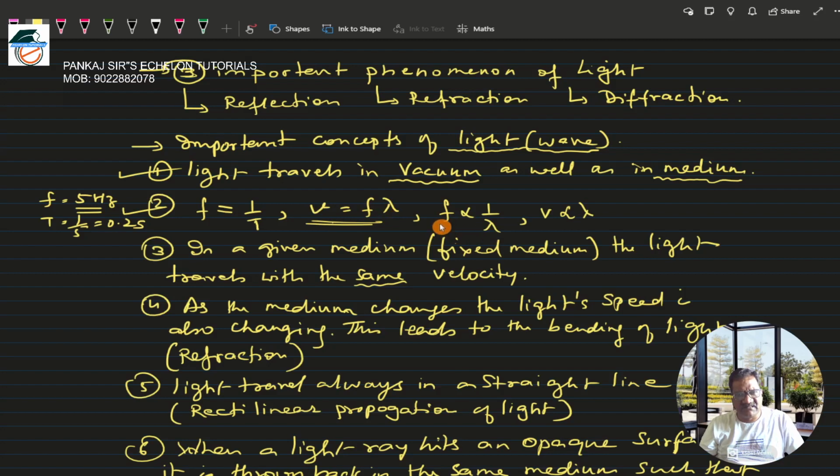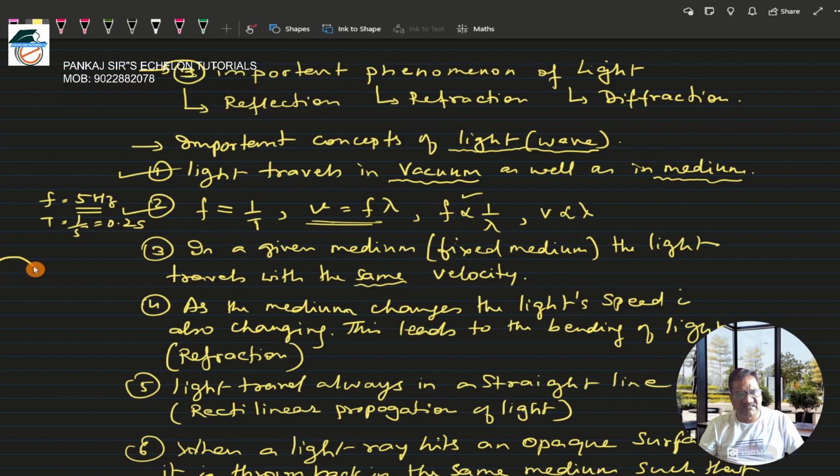Third is this relationship where the frequency is inversely proportional to lambda. It is not equal to, but inversely proportional. What is the meaning of this? If the frequency of a wave is more, then automatically its wavelength will be less, and if the frequency is less, then the wavelength will be more. I can explain this to you like this.